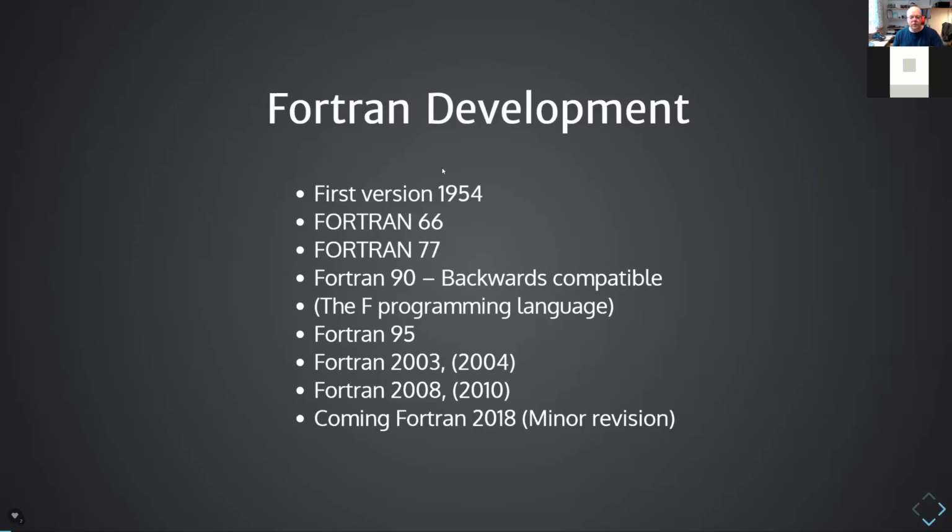There was a short attempt of creating a Fortran language F that was not backwards compatible, but skipping backwards compatibility is always a bad idea. Then we had a minor update in 95, and then we have had Fortran 2003, 2008, and 2018. During this time, the language has developed significantly.